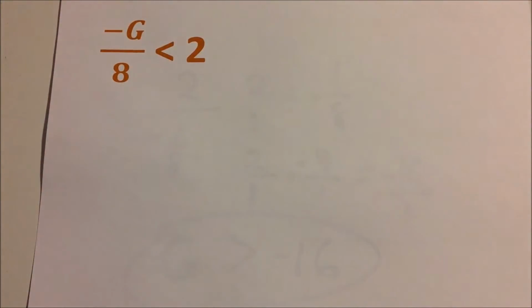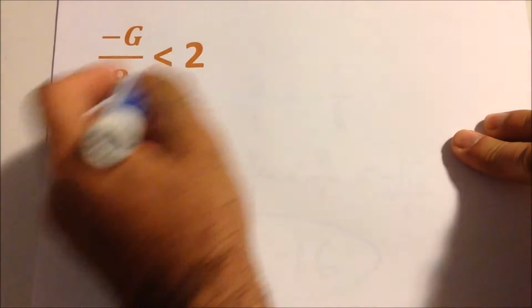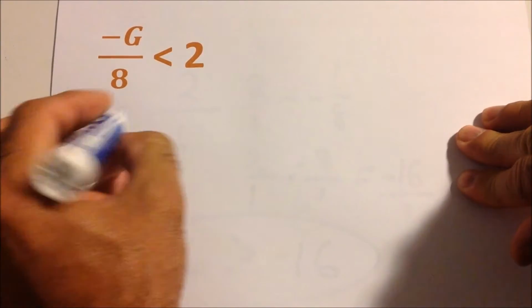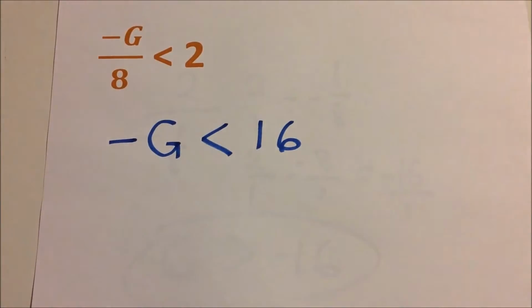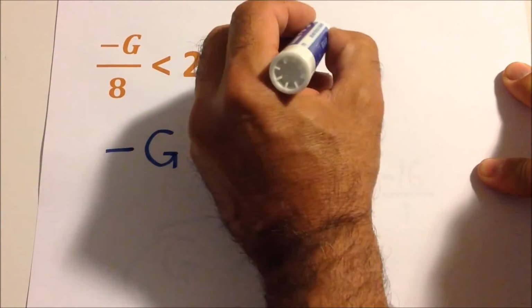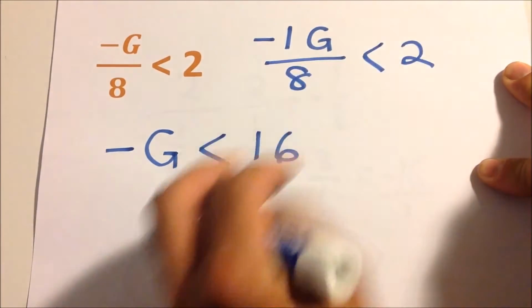Okay, what if we had something like this? This is a little different. Here we have the variable as negative. So we can just multiply up. We're saying -g is less than 16. That's what we're saying. We don't want a negative variable. So when you see a negative variable, you can say -1g over 8 is less than 2.